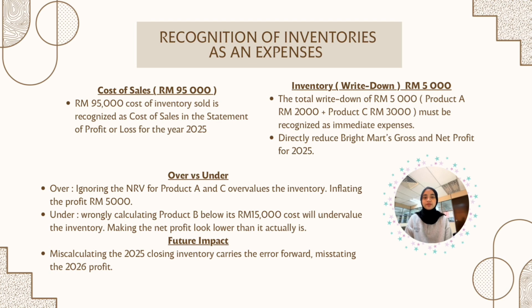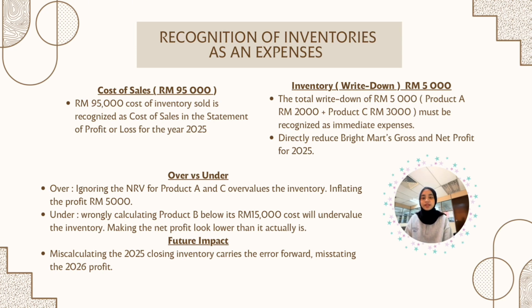Okay, so moving forward to the inventory write-down. The total write-down is RM 5,000: product A RM 2,000 plus product C RM 3,000 equals RM 5,000. So it must be recognized as an immediate expense. This directly reduces the company's gross and net profit for the year 2025. So what happens if we calculate the inventories wrongly? First, ignoring the NRV for product A and product C will overvalue the inventory.